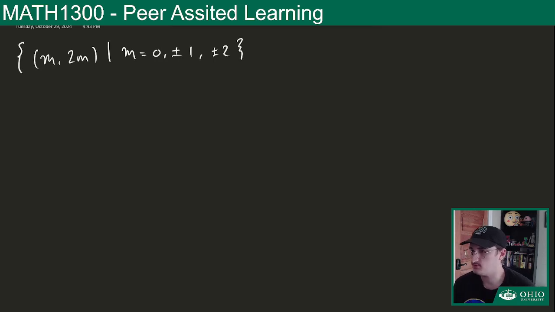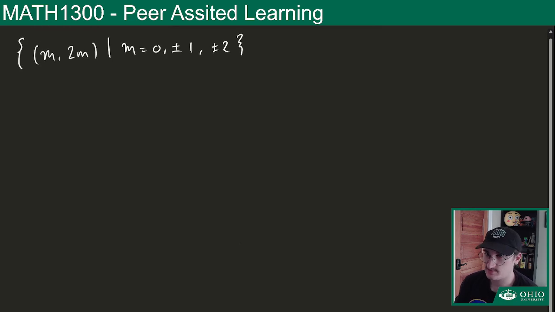This is a worked example on how to graph a relation. So in this example, we're given the following relation. We have the coordinate pair m and 2m, and then we're provided with certain restrictions on m. So just as a reminder, this is what's called set builder notation.